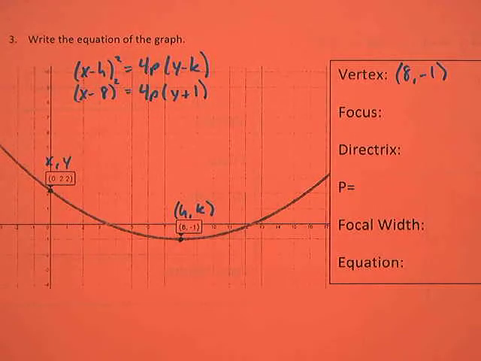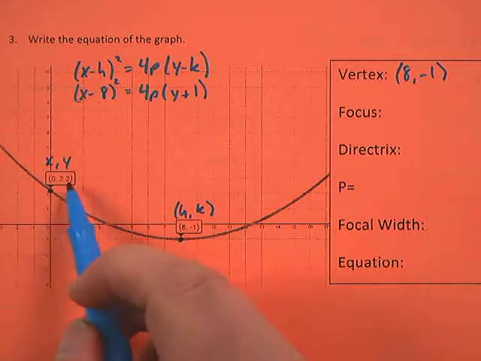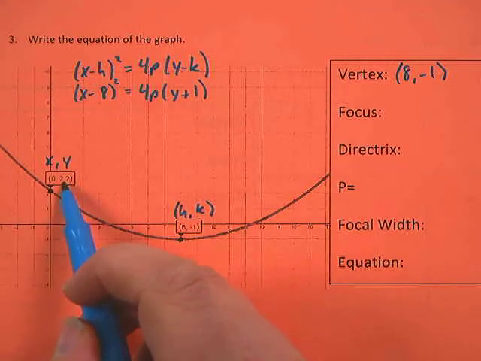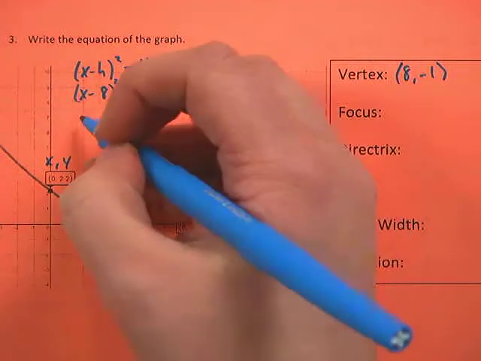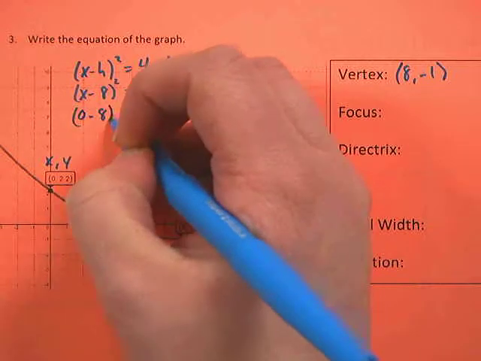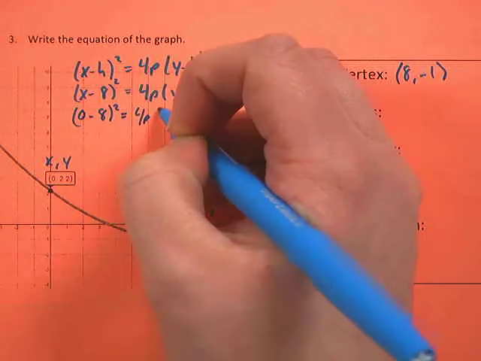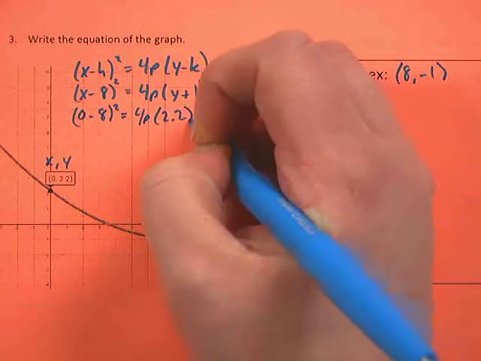Okay, so from here we need to solve for p, and we have a point x and y, so we're going to take this point (0, 2.2), and we're going to plug it in for x and y. So x is going to be 0 and y is going to be 2.2.